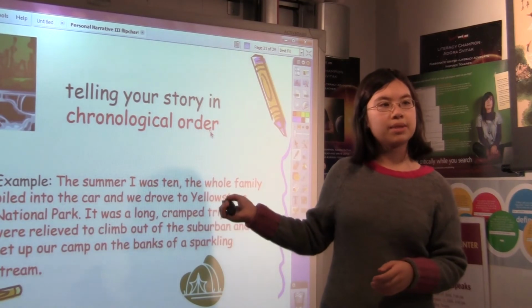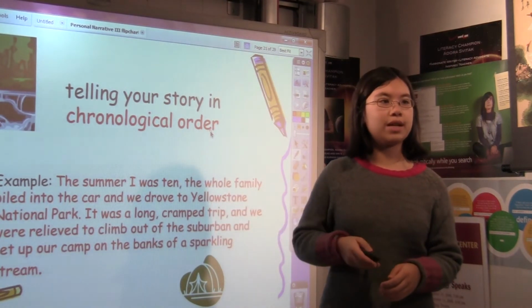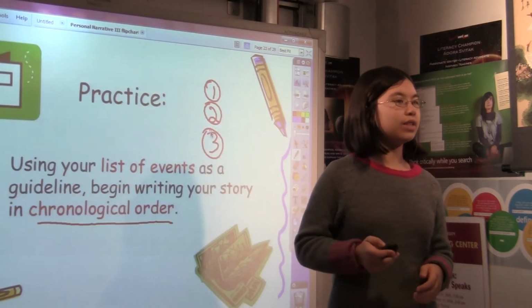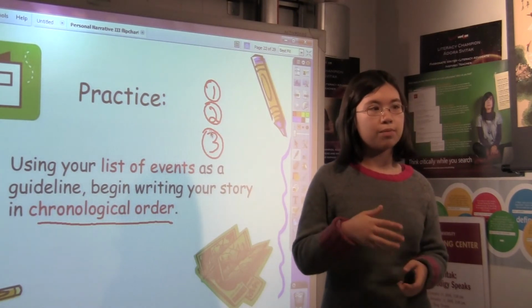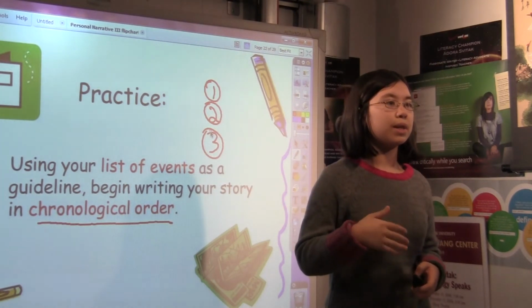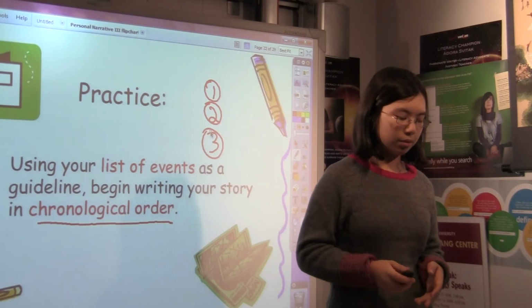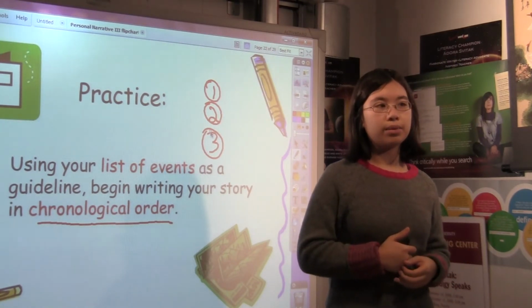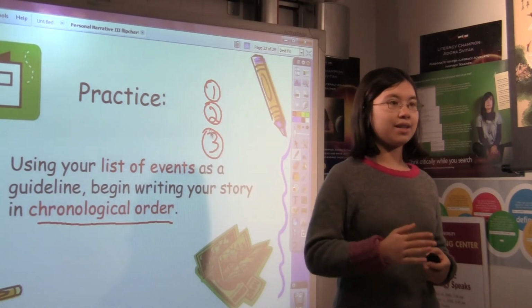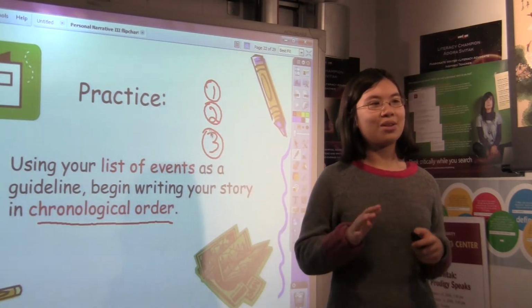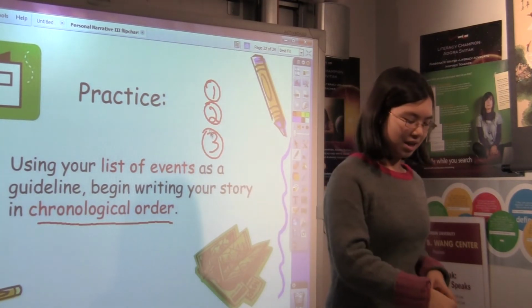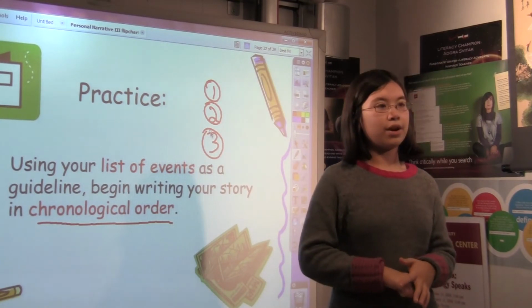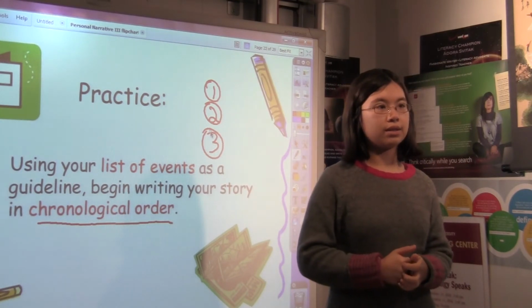One thing I would recommend for the beginning, for instance from this one, the summer I was 10, the whole family piled in the car and we drove to Yellowstone National Park. You don't have to necessarily put it right in the first sentence, but you might want to explain quickly when that was. Was it recent? Was it a long time ago? But otherwise, pretty good job on your first sentence. I know that it's a little weird writing it in chronological order versus what we did yesterday. So great job on that. Thanks for sharing. Okay, who else would like to share their first sentences?